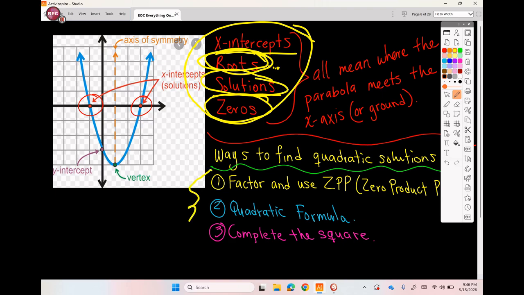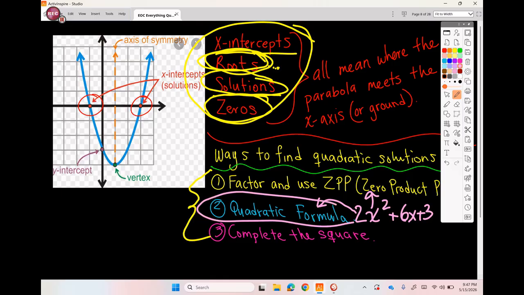You have to do one of these three processes to find your values. Which one should you use? It depends on what you're given. If you have an equation in standard form like this, then quadratic formula will work better than zero product property because we don't know if this is factorable. If you try to factor it, spend 5 minutes factoring and it's not factorable, then you will fall back to quadratic formula anyways. And this is not something you have to memorize anymore. It's in your formula sheet.